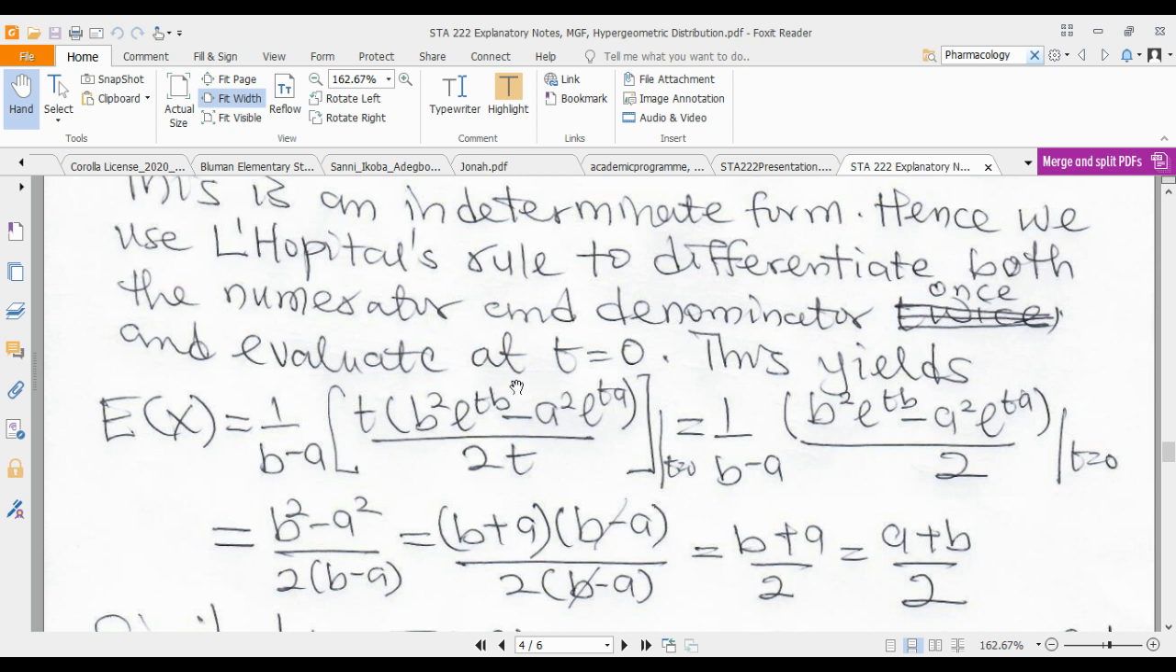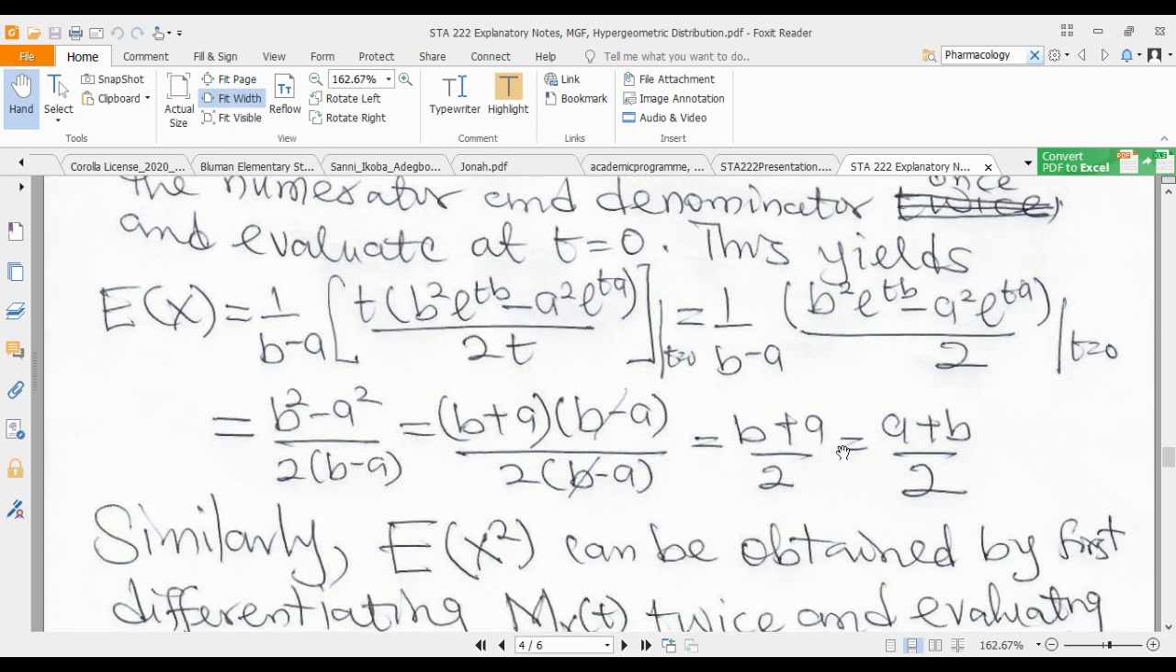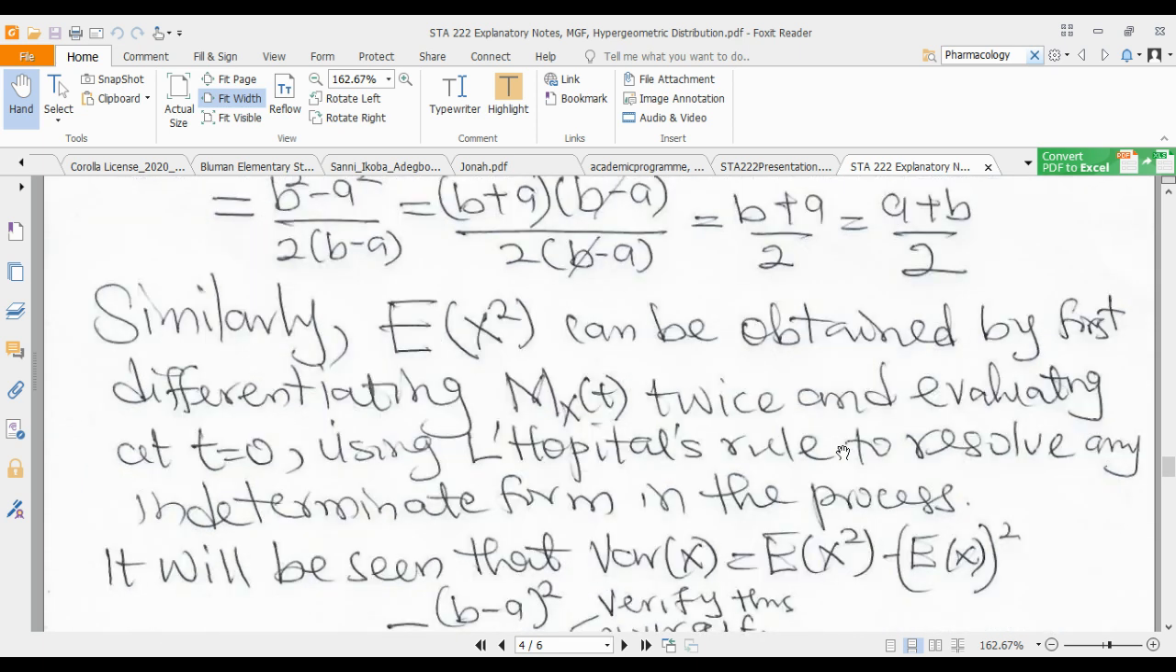The expected value of S is equal to 1 over b minus a into bracket t b square e^(tb) minus a square e^(ta) over 2t. That is what it refers to. And when you evaluate it at t equals 0, the t at the numerator cancels the t at the denominator, and you now have 1 over b minus a into bracket b square e^(tb) minus a square e^(ta) all over 2, which will now give us b square minus a square over 2 times b minus a. Upon rearrangement and a little cancelling out, you have b plus a over 2, which is equal to a plus b over 2, equivalent to the mean of the uniform distribution in the range a and b.